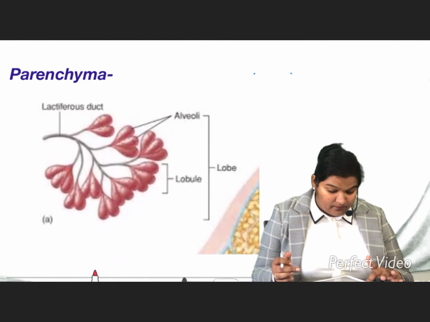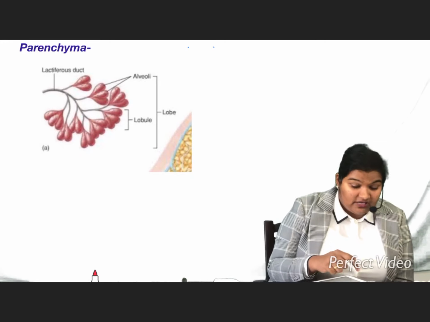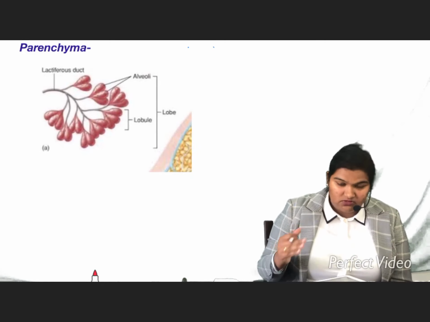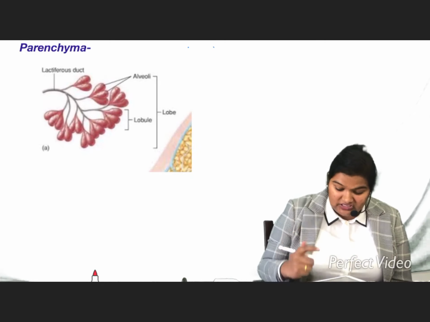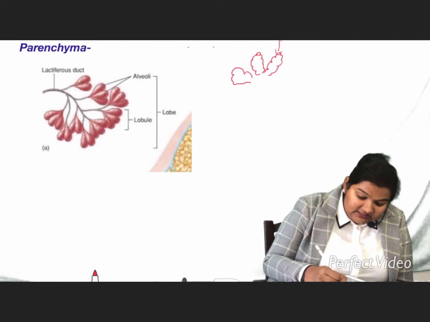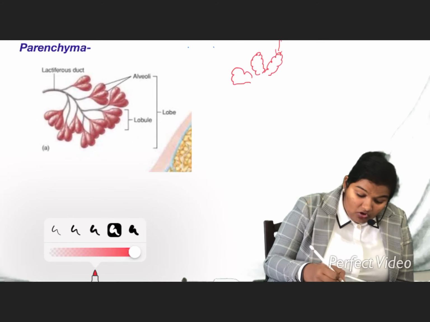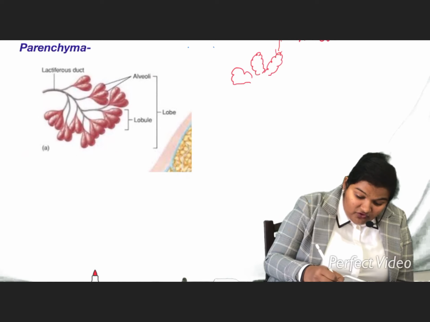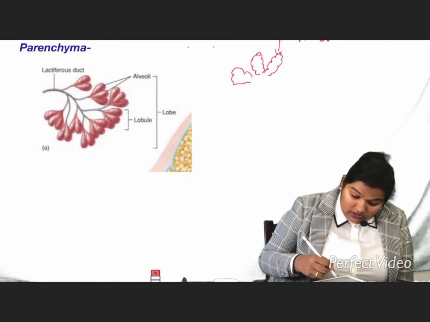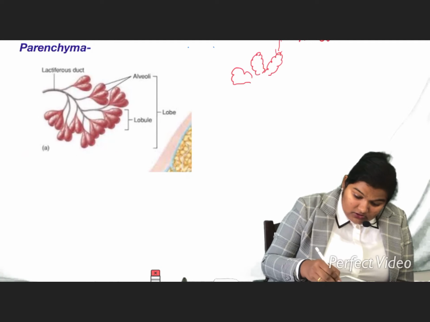Okay, now here we have an image, and parallel to it I will draw this image once again so that you get a clear idea what you mean by parenchyma. Okay, so the lobular structures present are called alveoli. Sorry, I will write it again. Alveoli. Okay, or you can say it as acini.